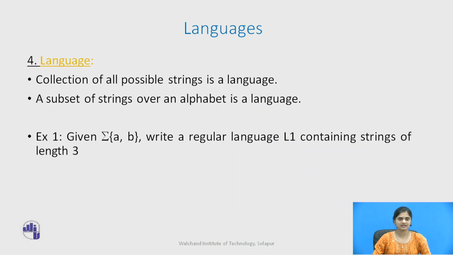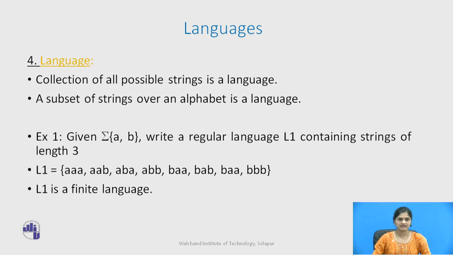Then coming towards what are languages. Language is the collection of all possible strings. Also, a subset of strings over an alphabet is called a language. For example, given an alphabet with symbols a, b, write a regular language L1 containing the strings of length 3. Total 8 strings are possible with length 3 over the symbols a, b. So the L1 language will contain all those 8 strings. Also, the set of strings in L1 is finite. Hence L1 can be called a finite language.